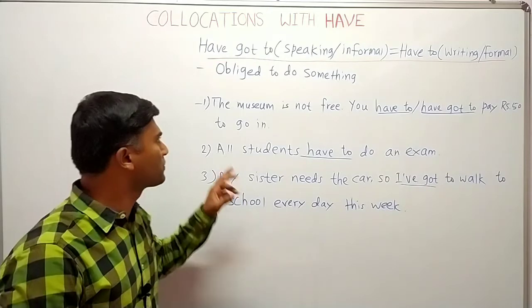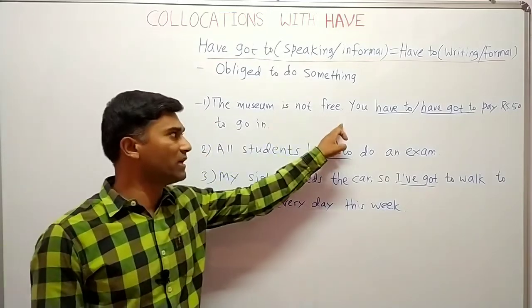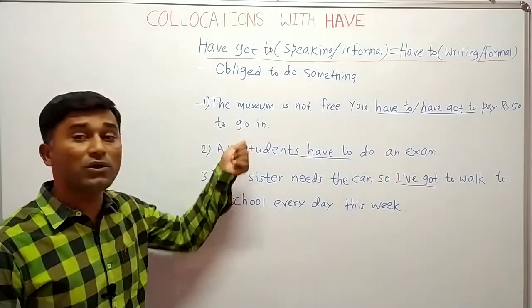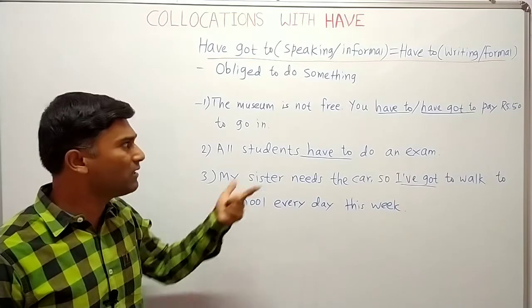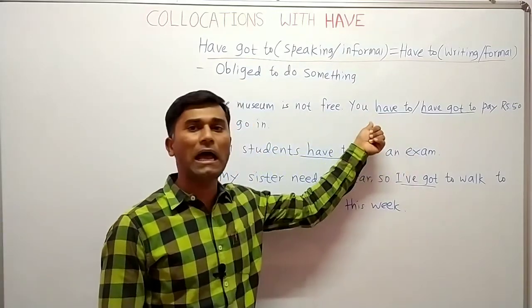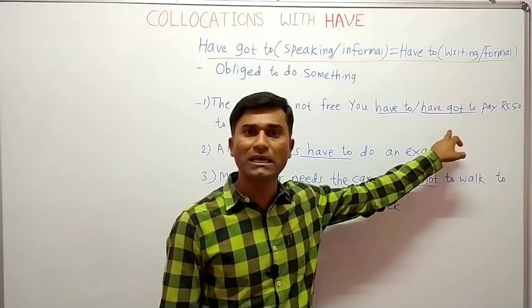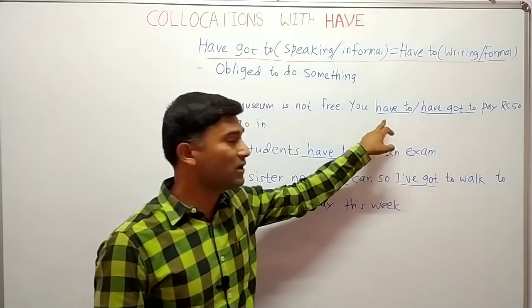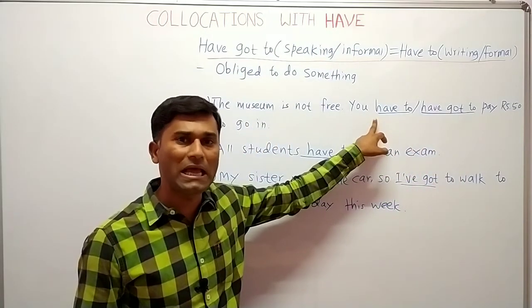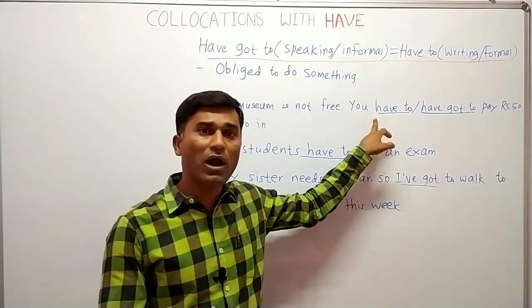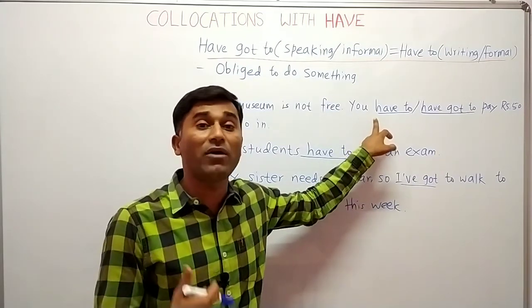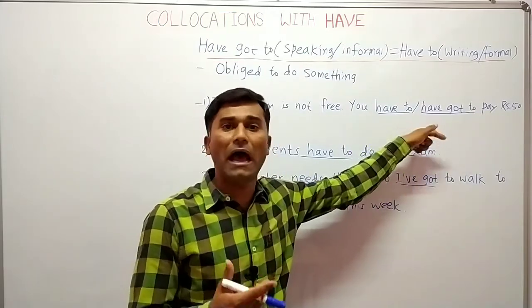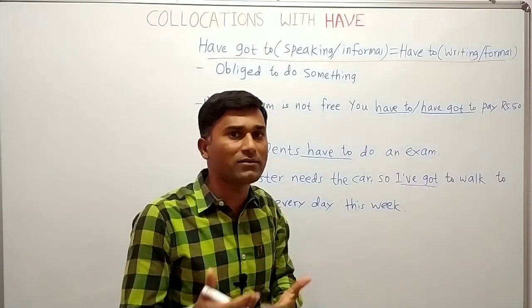Let us see some examples. So here the museum is not free, you have to or you have got to pay ₹50 to go in. So here what does it mean by the words have got to or have to? First you understand that have got to is informal usage. If you are speaking, then you say have got to, and if you are writing or in a formal situation, you say have to. Meaning is one and the same. You are obliged to do something. It means you don't have any other option, as there is an entry fee, that is ₹50. So you have to pay it, okay, without which you can't enter.